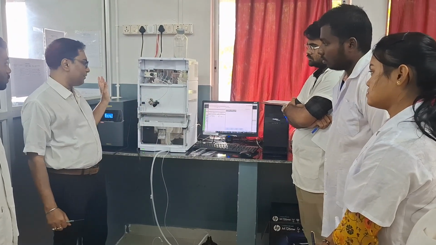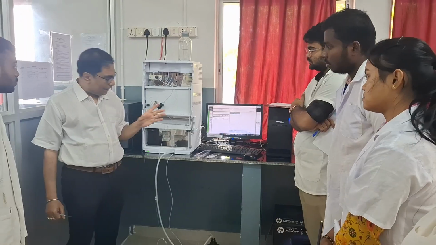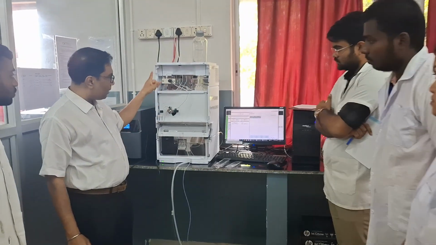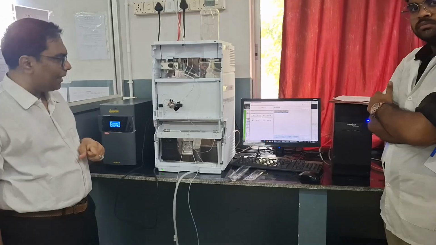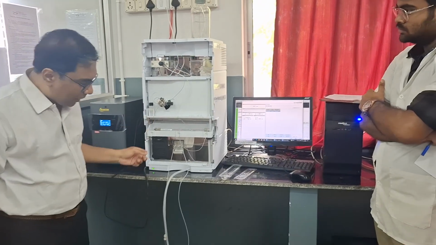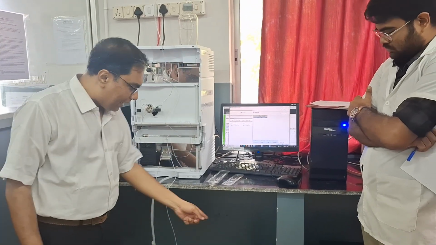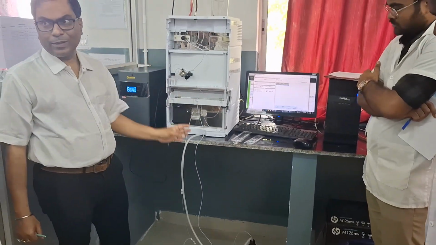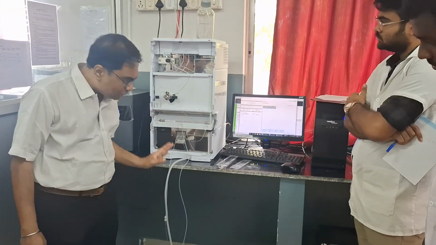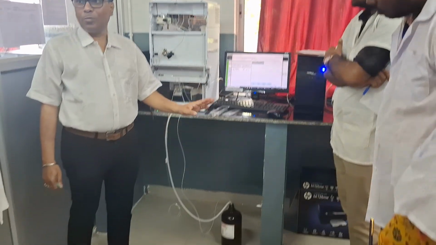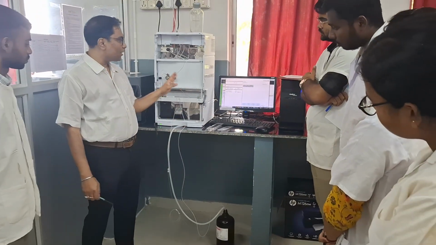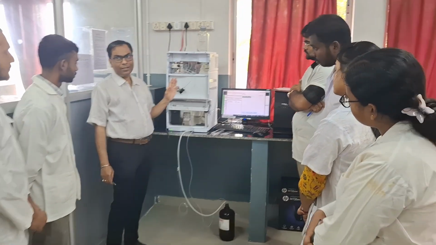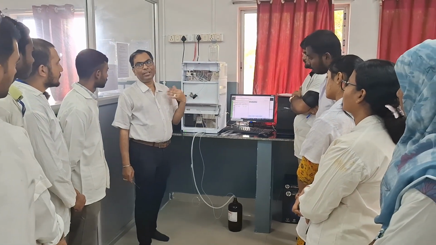Okay, so this is a very sophisticated instrument, and you can see that whenever the pump is running, the mobile phase is coming out eluted and is stored in the external reservoir. This is one external reservoir for storing the eluted mobile phase. Okay, so that's all for this demonstration. Next we will perform the experiment.